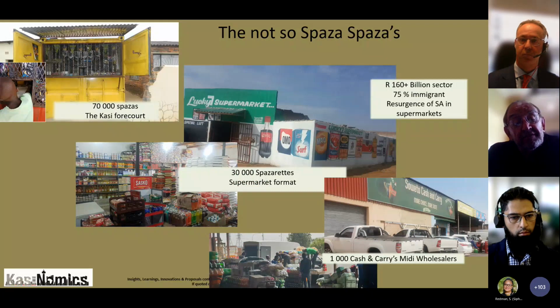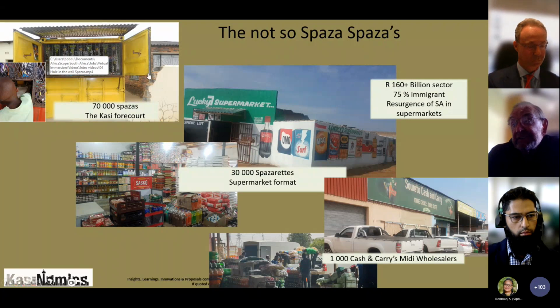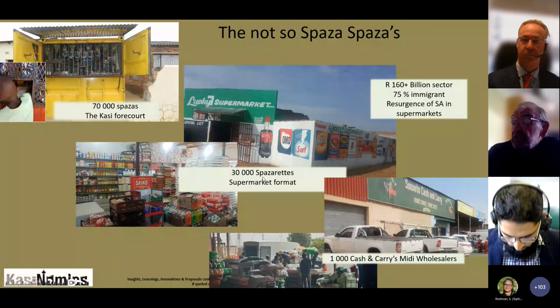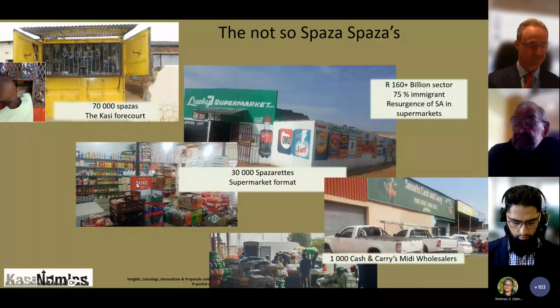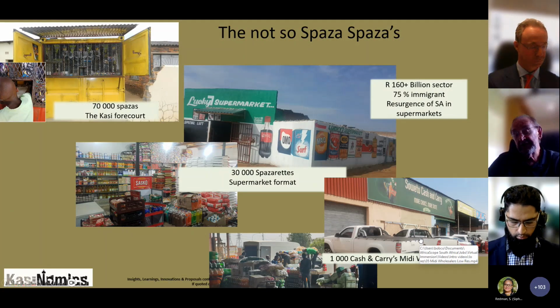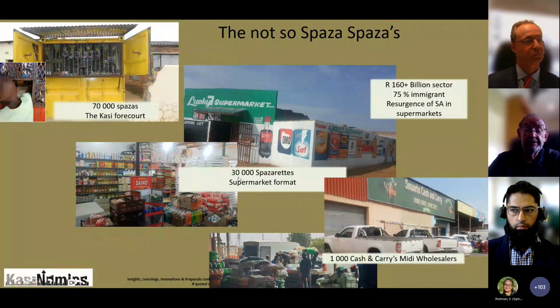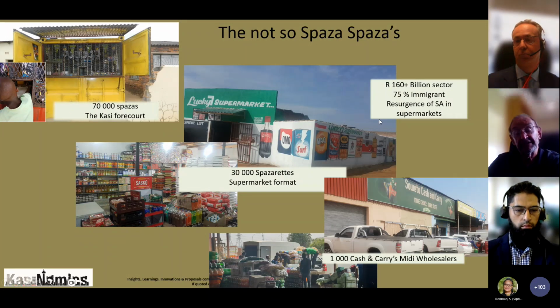In terms of our estimates of spaza shops, we estimate about 70,000 what we call kasi forecourts, and this is an outlet which is in the front of and attached to a residential home. We're estimating about 30,000 spazarettes, which are sort of in the supermarket formats, as this photograph shows. About 1,000 cash and carries and the midi wholesalers. Midi wholesalers are largely owned by Somalians, where they get together and do a lot of group buying and selling to local spazas and spazarettes. Our estimate of the sector is about 160 billion. It was predominantly immigrant, but we are seeing a resurgence of local South Africans into that market.